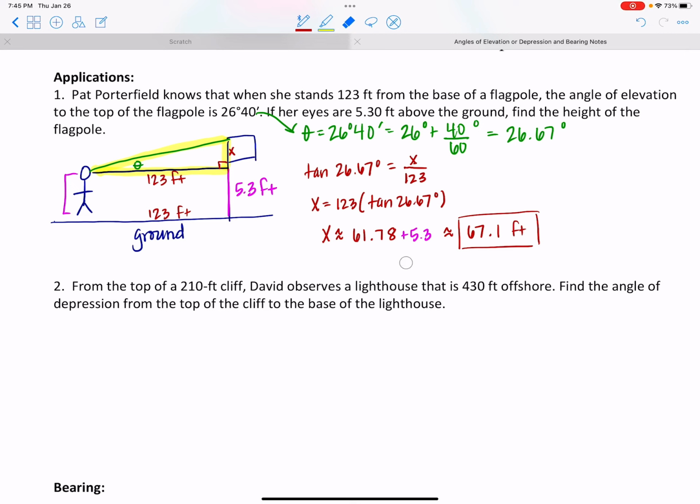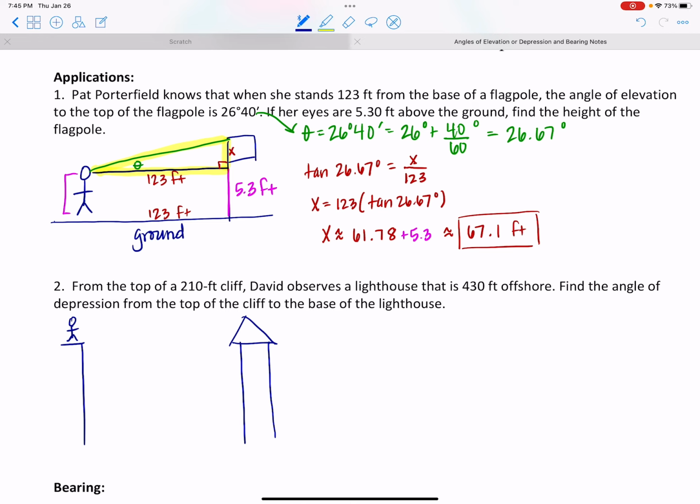So let's start by trying to figure out a picture here. So I have this cliff, and David standing at the top of this cliff, okay? So he is observing a lighthouse that's 430 feet offshore. That's going to be 430 feet from him. So there's going to be a lighthouse over here. I don't really know how to draw a lighthouse, so I'm just going to make it look like a... It's terrible. Okay, just let it be.